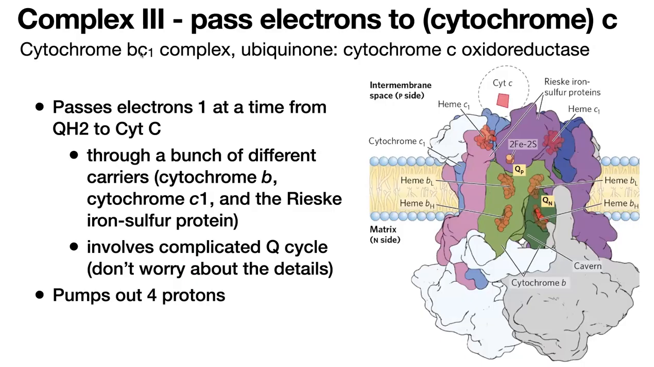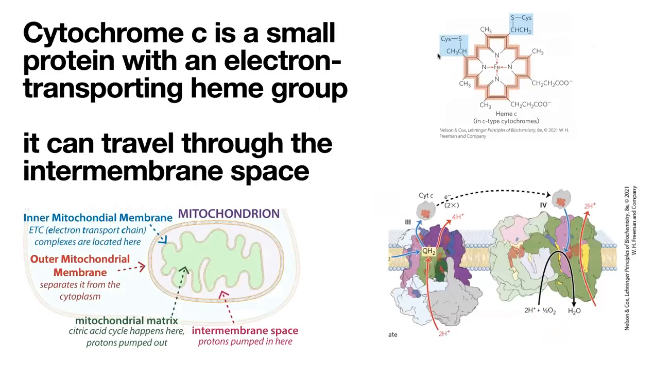Complex 3 is called cytochrome BC1 complex, or ubiquinone cytochrome C oxidoreductase. So these long names. Complex 3, a lot simpler to say. And it's going to pass electrons one at a time from our ubiquinol to cytochrome C. Remember, ubiquinol is fully reduced. It's got those 2 electrons it can transfer. Cytochrome C is only going to transport 1 electron. It's got that heme group that has the iron, and the iron is only going to be giving and taking one electron at a time.